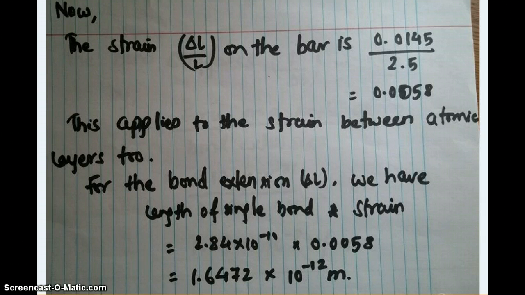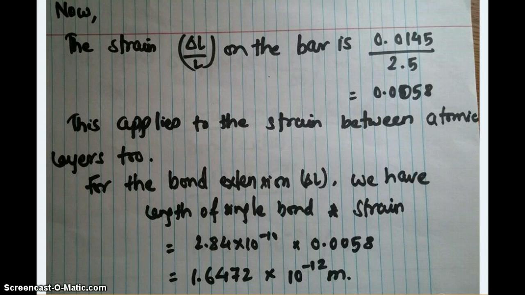Now we can calculate the strain, which is delta L by L on the bar, and that is given by the elongation, which is 0.0145, and the total length, which is 2.5 meters, and doing that we get 0.0058. Now the strain also applies for a single atom, so the same value is applied to a single atom. For the bond extension delta L, we have the length of the single bond times the strain, and doing this the elongation that we get is 1.6472 × 10⁻¹² meter.